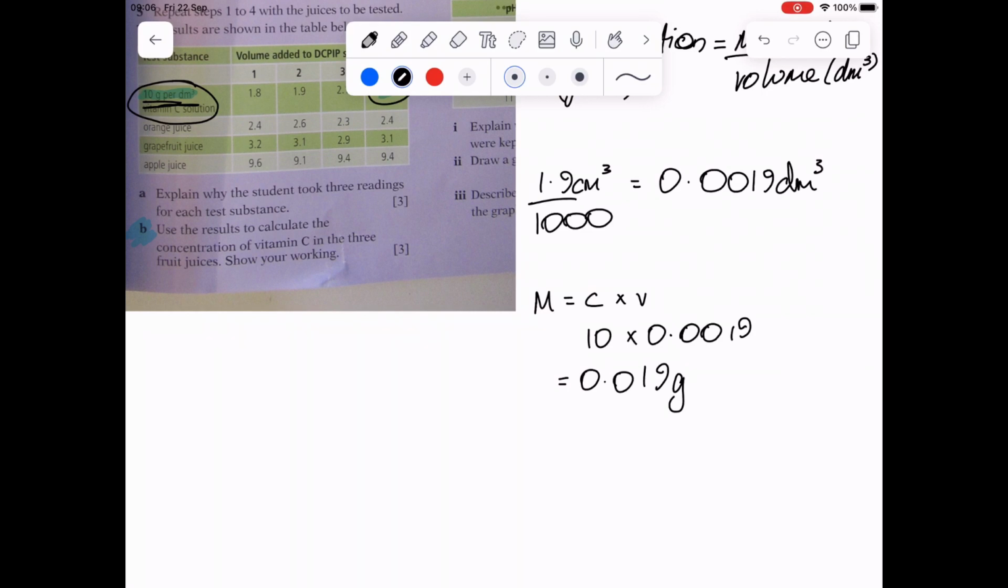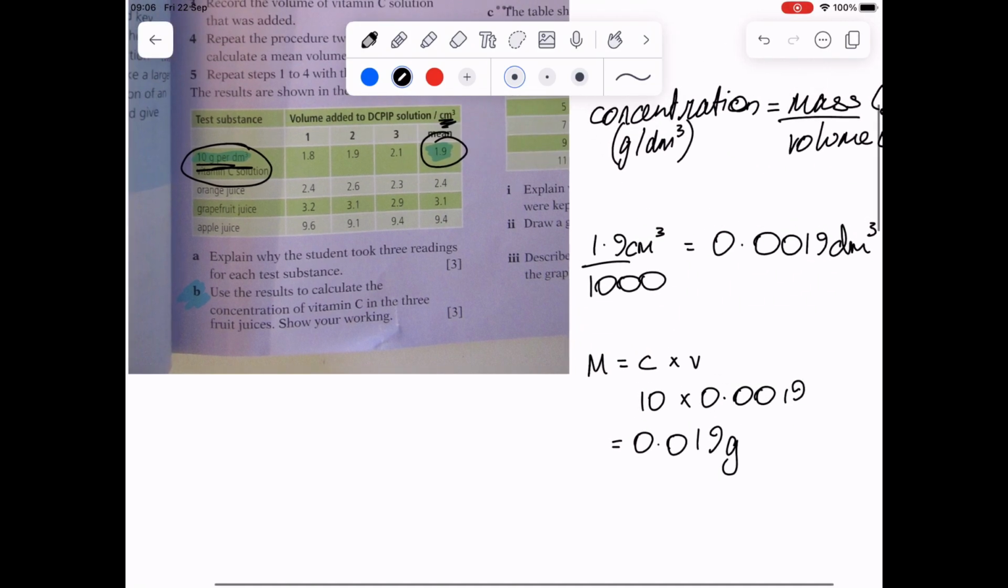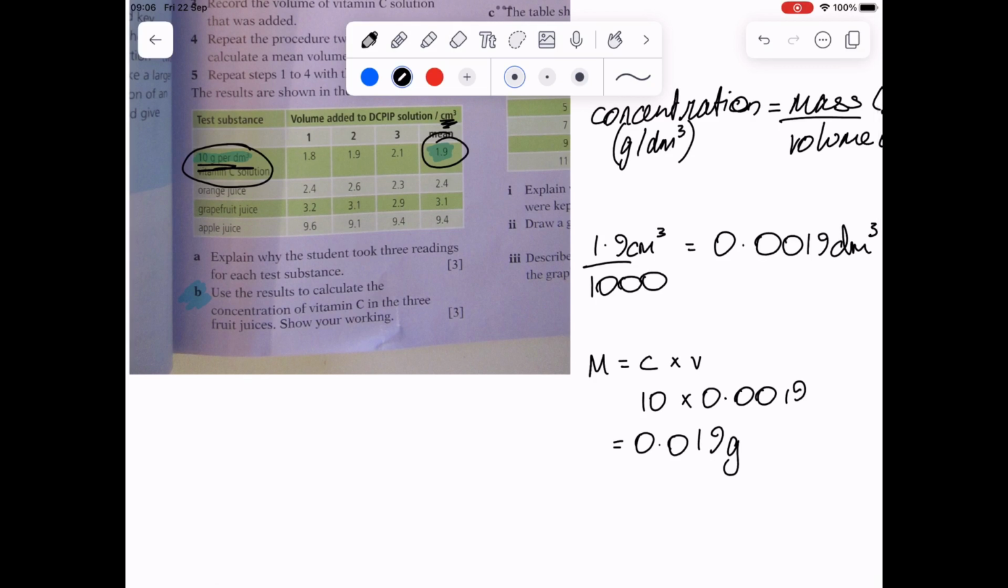A certain number of DCPIP particles need a certain number of vitamin C particles to react with. What's changing is the relative amount of water that the vitamin C particles are floating around in to get to the DCPIP. Now let's work out the concentration of the orange juice.